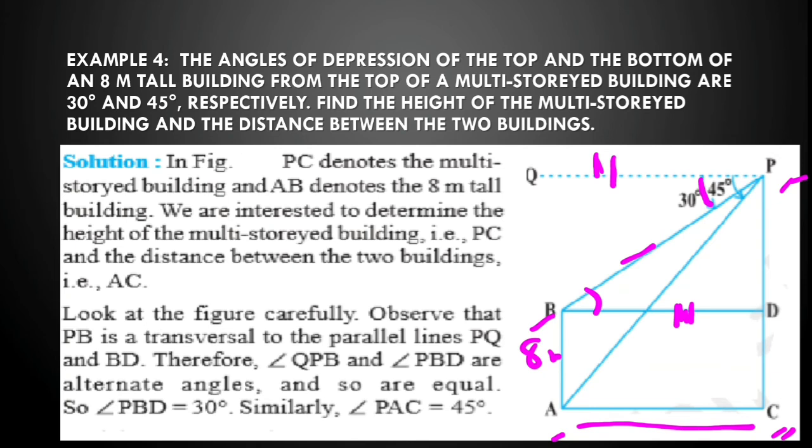Again this PQ is parallel to this AC, the ground, and again AP is the transversal. So you can say that if this angle is 45 degree, that is the angle of depression, this is also 45 degree. So this angle is 45 degree, this angle is 30 degree. Now we'll check the next slide.